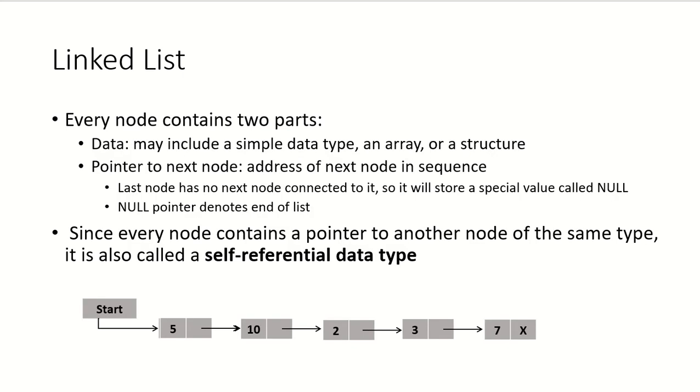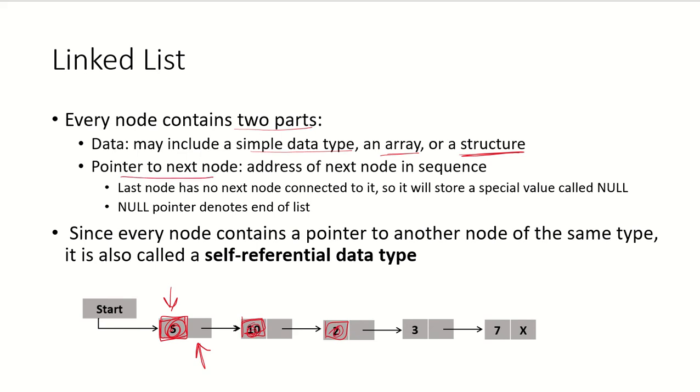Now every node contains two parts, the data part and the pointer to the next node. And this data is not necessarily a simple data type like an integer, a float or a character. It could be an array also. So if we are storing an array over here, then we will be storing an array here also, and here also. So all the nodes would be of similar type. We can hold a structure over here. So if the data part is a structure, then it would be a structure here also, and here also.